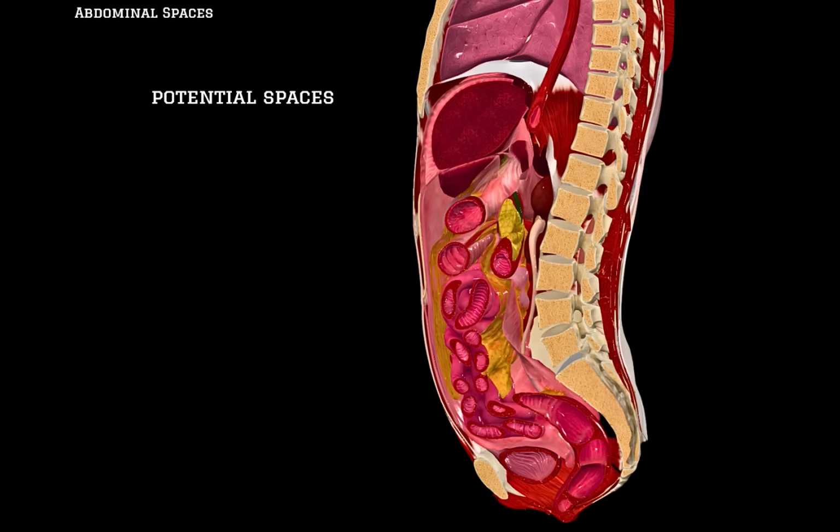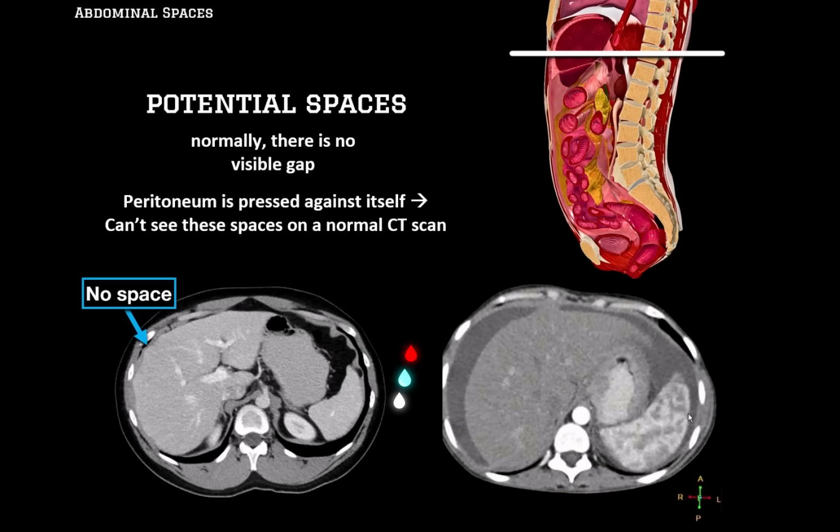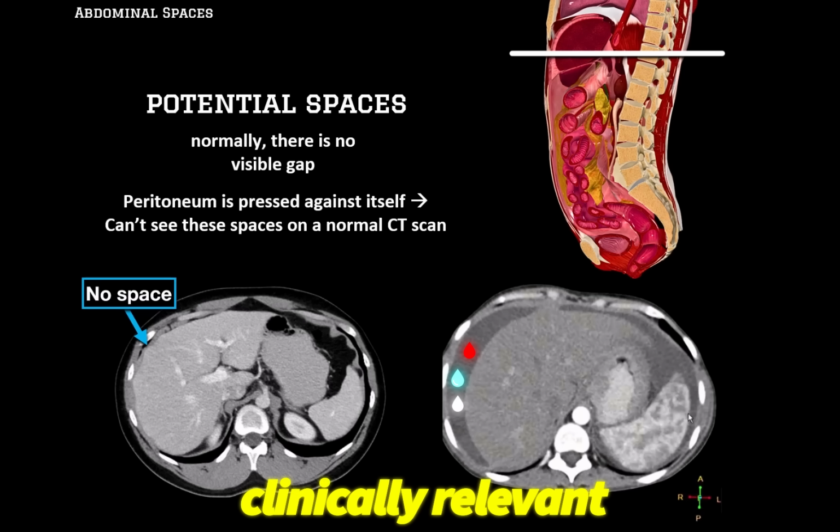Now, the spaces we are about to cover are potential spaces. That means, normally, there is no visible gap. The peritoneum is pressed against itself, so you will not see these spaces on a normal CT scan. But add some fluid, whether it's blood, pus, or ascites, and suddenly these spaces open up. They become visible. They become clinically relevant.